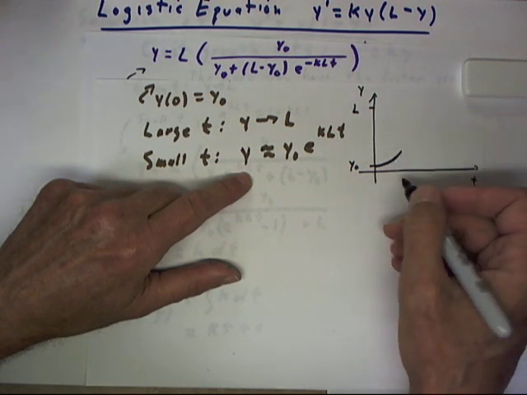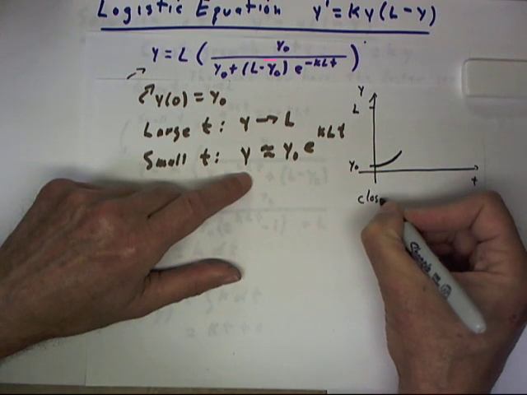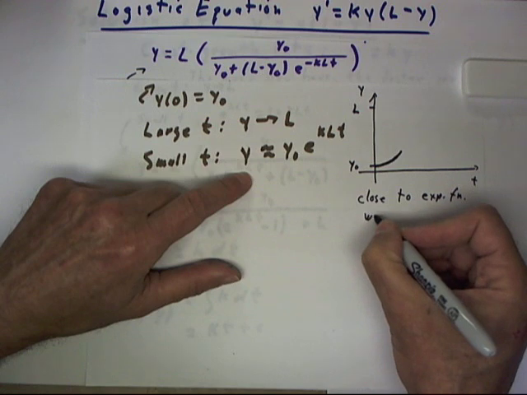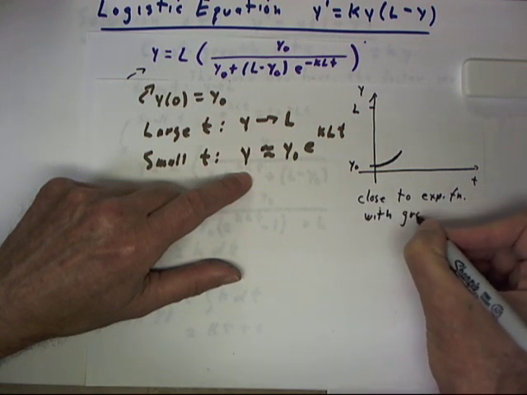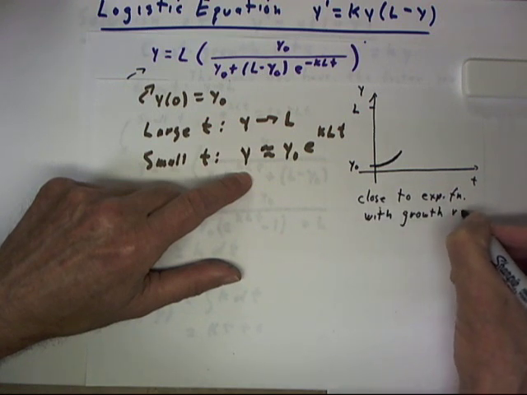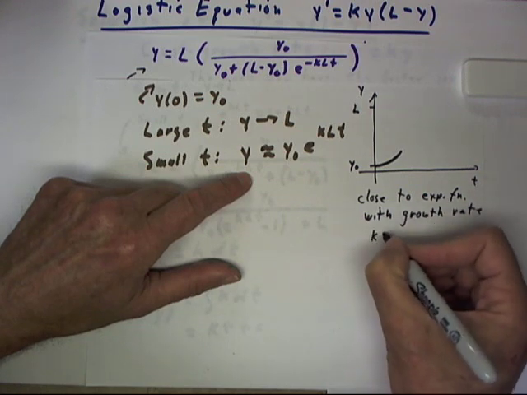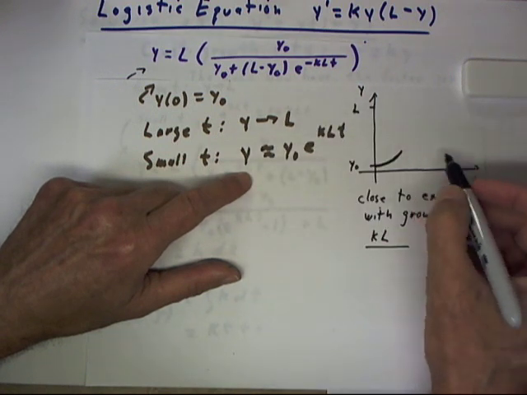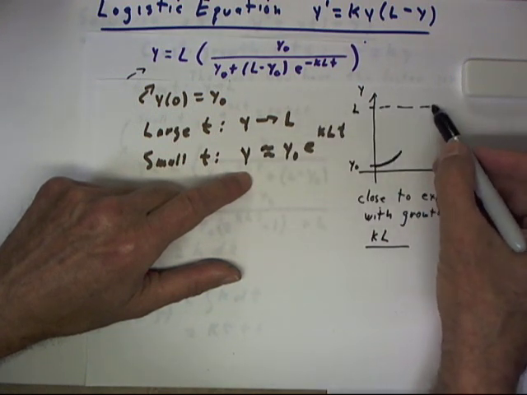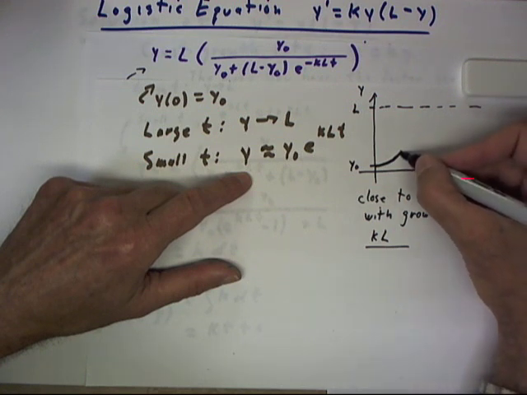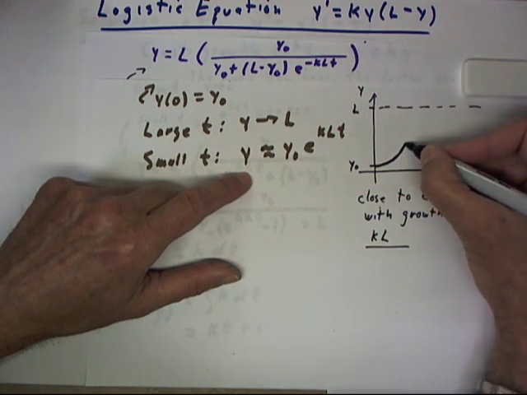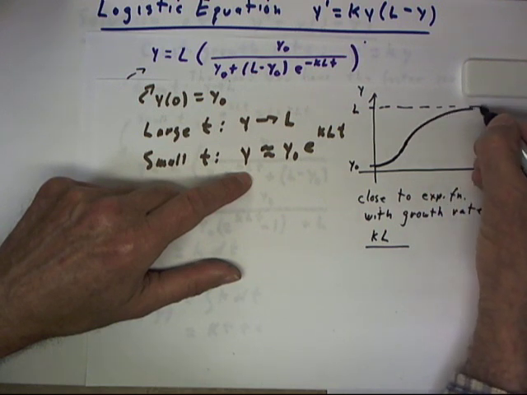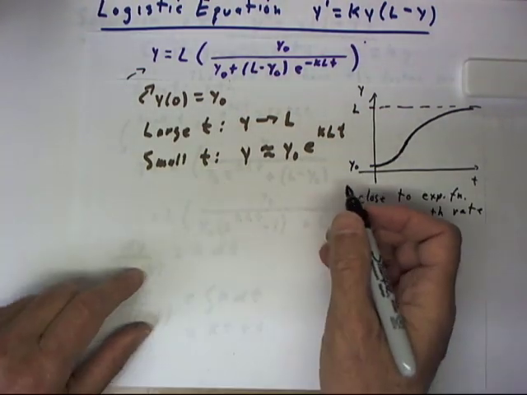So we start out close to an exponential function with growth rate, I said k, it would actually be kL. And then as t gets larger, we're going to approach our limiting population L, so that this exponential gets modified, eventually slowing its growth and eventually approaching L as a limit.